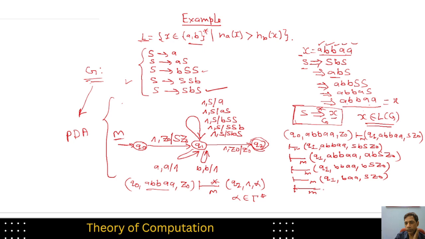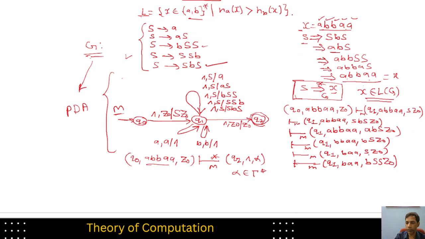So your machine is not going to consume the input, and you are at the Q1 and input remains same, and you are going to replace this S. So you are going to replace this S with what? You are going to replace this S with B double S. So you have the B, S, S, and Z0. Okay. Now top of the stack was S, and you have replaced this S with the B double S. You have used the production rule S derives B double S. Okay.